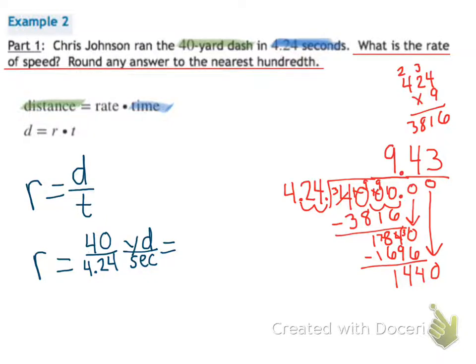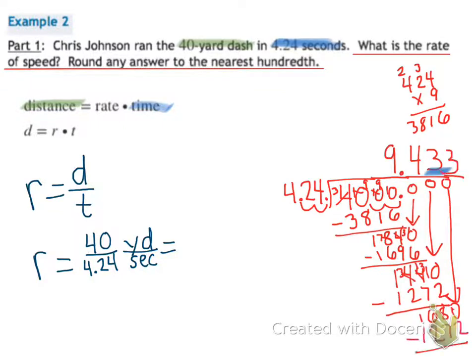I need to include one more digit in order for me to round, right? And when I keep going, this is where I stop. Now I have enough information to round to the nearest hundredth. So by looking here, 3 is less than 5. So when I round, my answer is 9.43 yards per second. Or I should say approximately 9.43 yards per second is my rate.